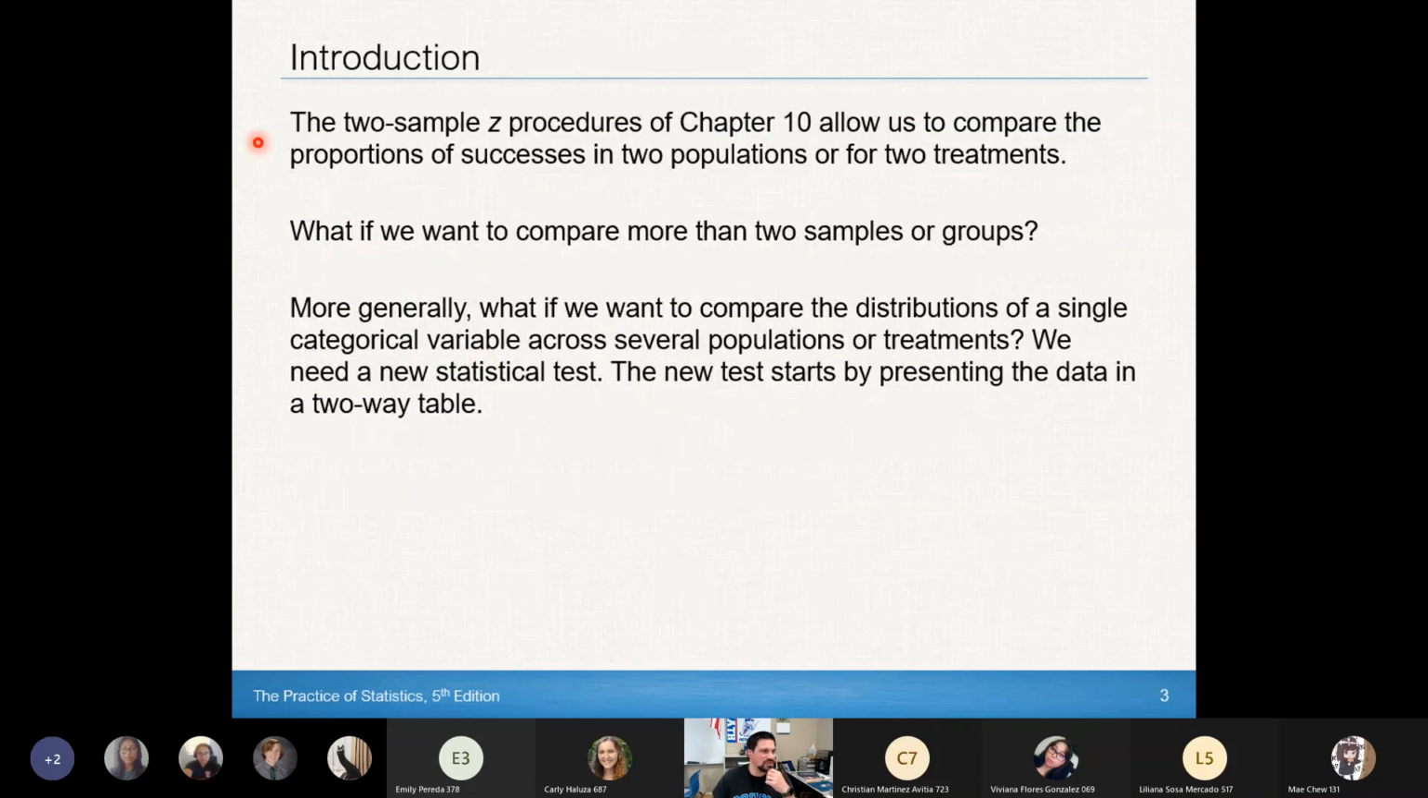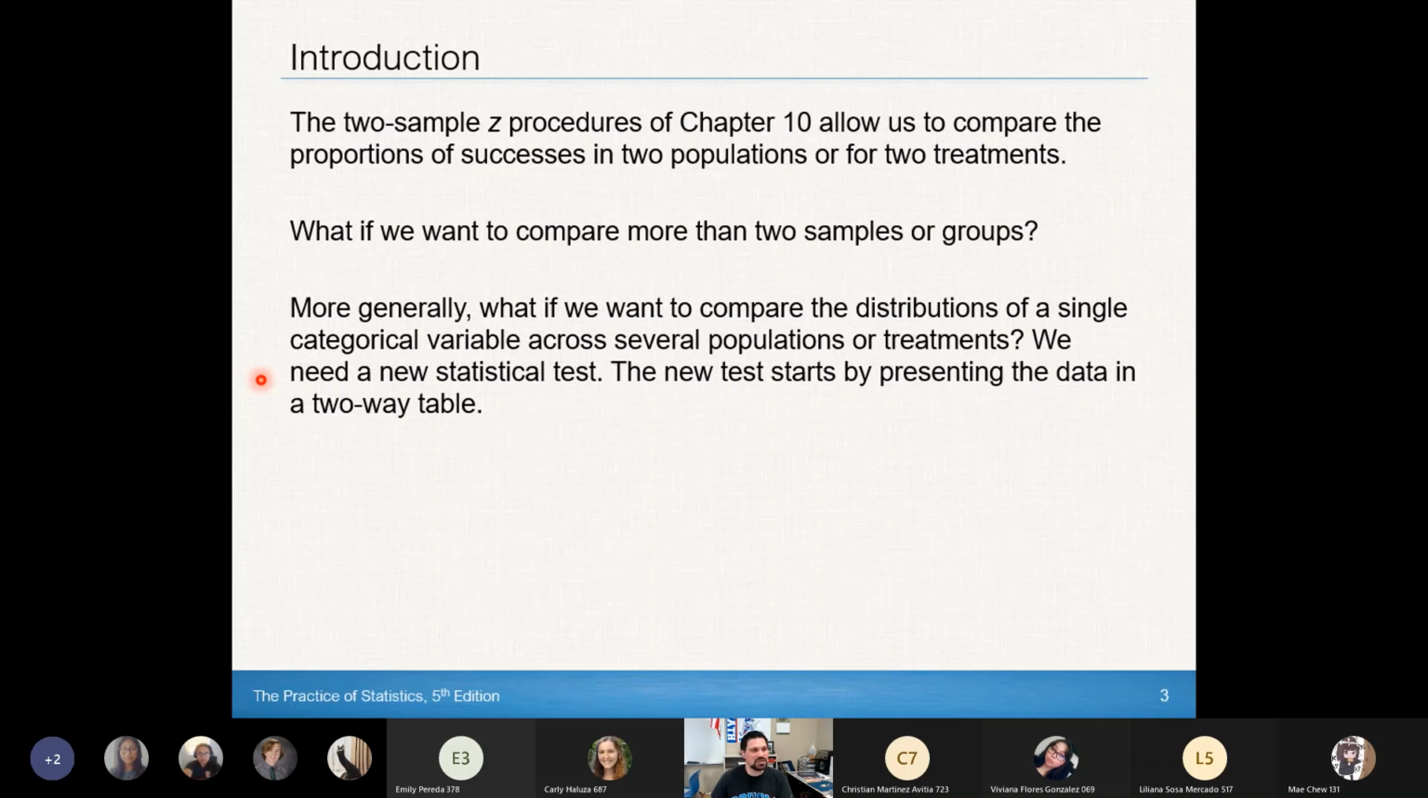Right, the two sample Z procedures of Chapter 10 allow us to compare the proportions of successes in two populations or for two treatments. What if we want to compare more than two samples or groups? More generally, what if we want to compare the distributions of a single categorical variable across several populations or treatments? We need a new statistical test.